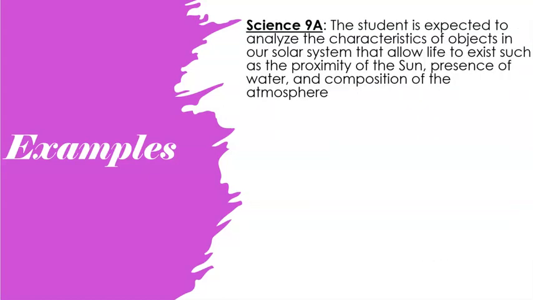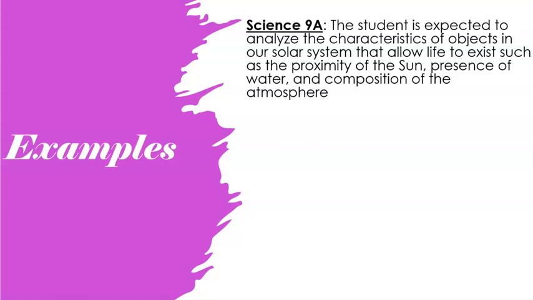Let's look at a science example next. So this is Science 9A, and I forgot to put the grade level there, but I'm pretty sure it was 7th grade. The student is expected to analyze the characteristics of objects in our solar system that allow life to exist, such as the proximity of the sun, presence of water, and composition of the atmosphere. That's a big one. There's a lot going on in there.